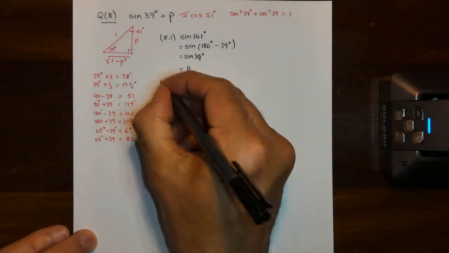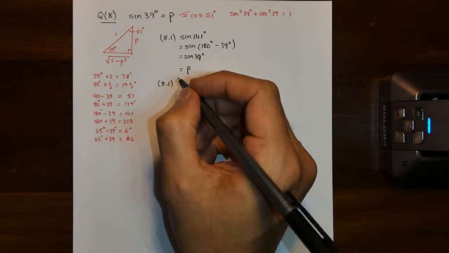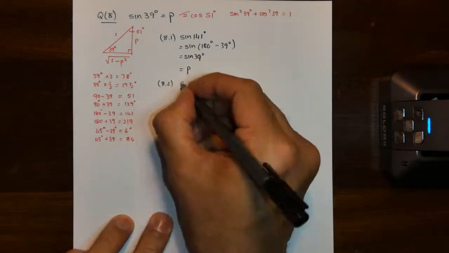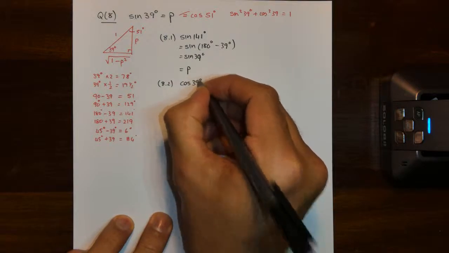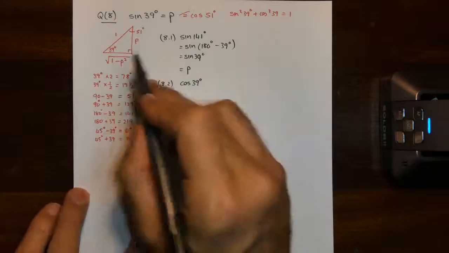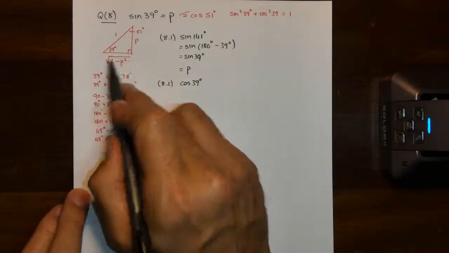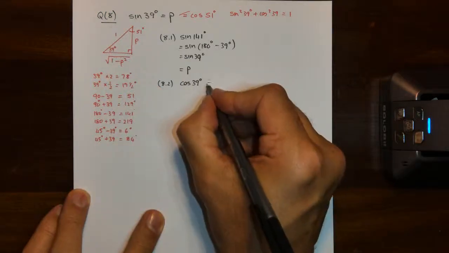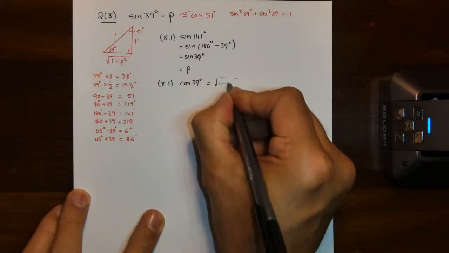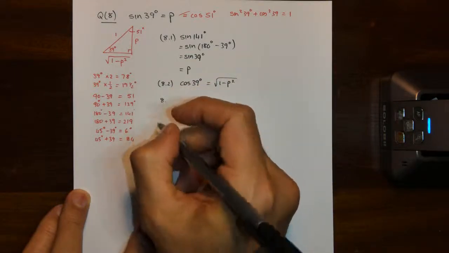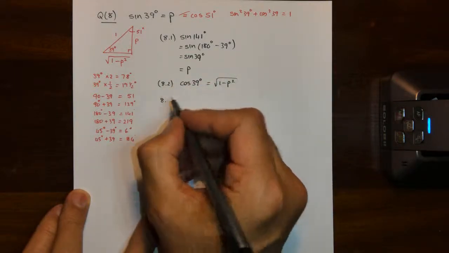8.2. They ask for something similar. They're asking you for the cosine of 39 degrees. Now there you have a relationship for cosine 39, or you go to your triangle first. The cosine is adjacent over hypotenuse, so that will give you the square root of 1 minus p squared. Okay, so that was an easy one. That was for 2 marks.